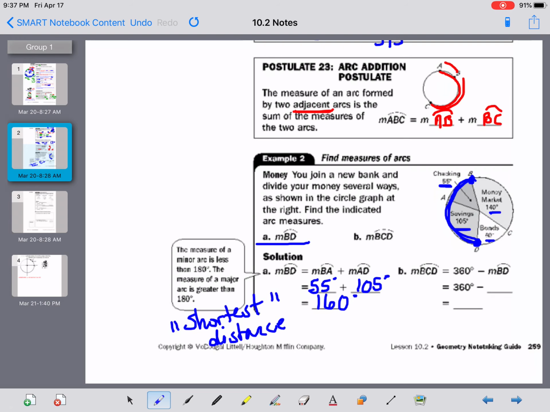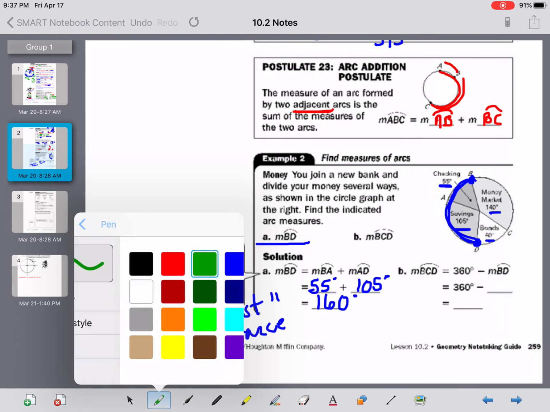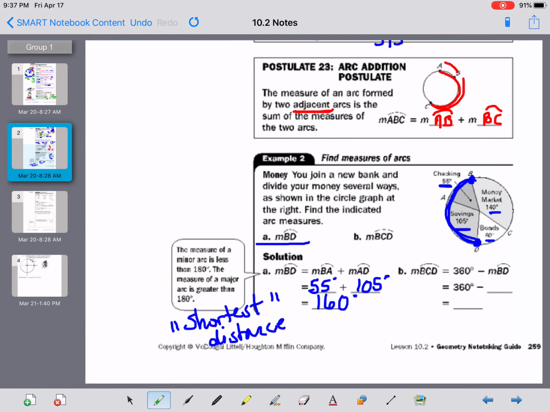On my second question, B here, I have arc BCD. Start at B, I go towards C, and then to D. And that actually is the exact opposite of what I used before. So I can always use my rule there, 360 minus that 160 I got earlier, and I get 200 degrees.